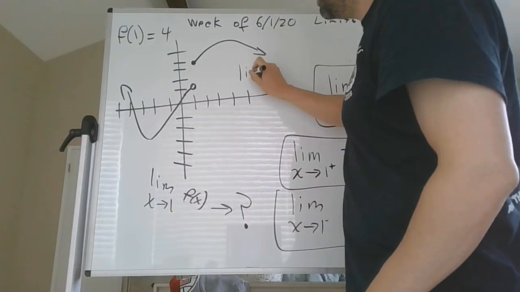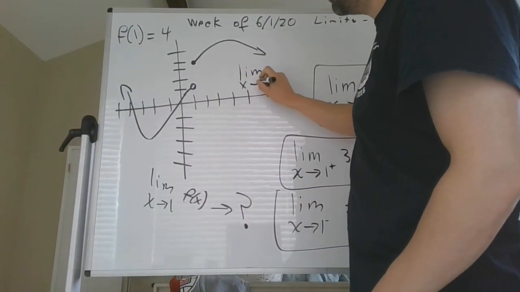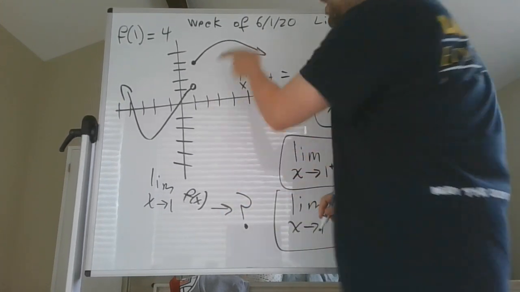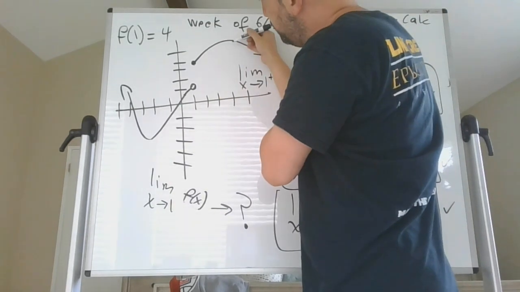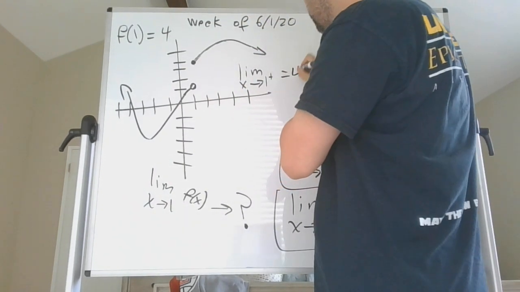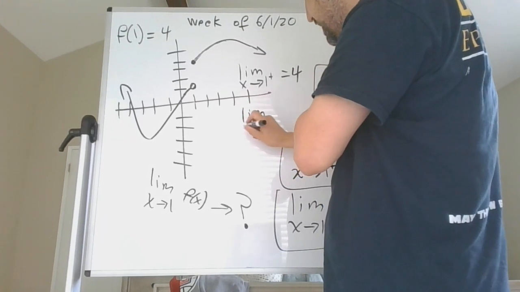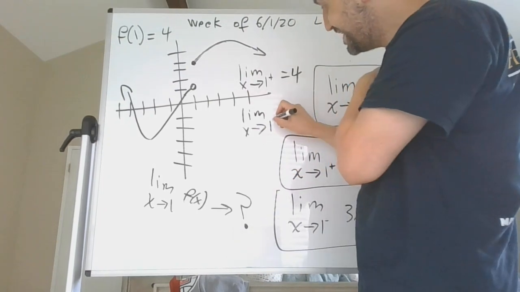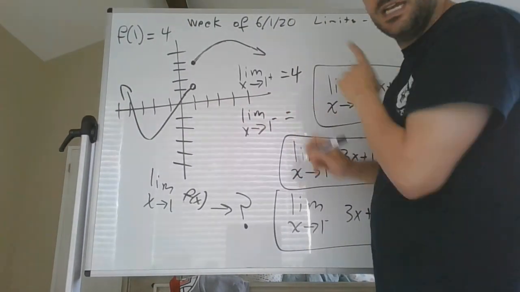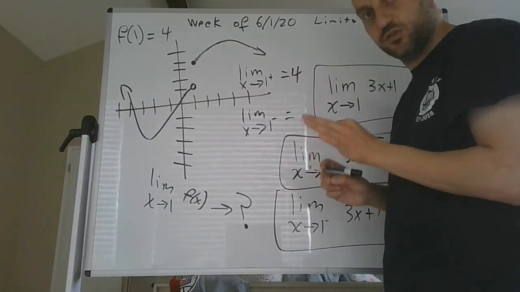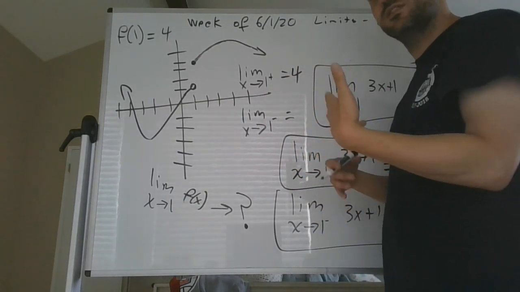The limit as x approaches 1 from the positive side. Let's see what that is. From the positive side, so from the right of 1, it's coming and getting to 4. But the limit as x approaches 1 from the negative side, okay? So again, the limit's just saying what it's approaching. It doesn't say it's going to hit this for sure. It's just saying we're approximating, what's it approaching.